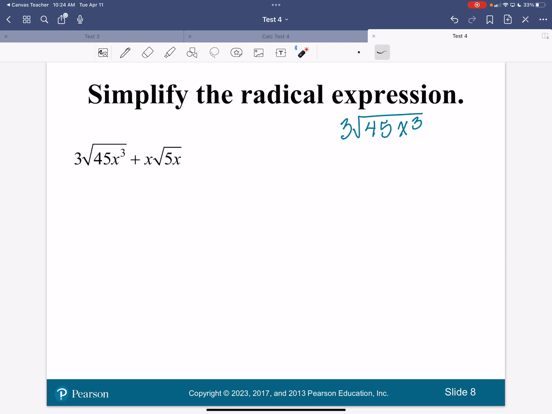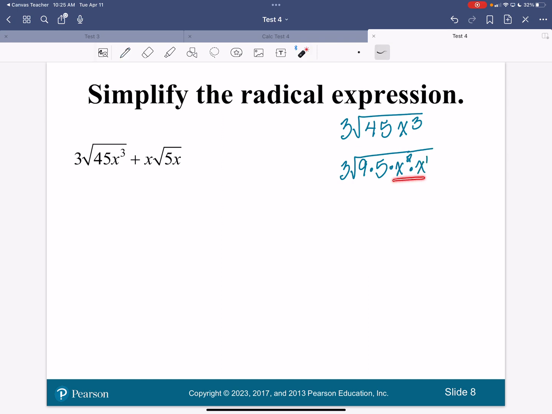What is a perfect square factor inside 45? 9 times 5. Good. So 9 is my perfect square factor. So then I have 9 times 5, and that's my 45. Now, x cubed is not a perfect square. But x to what power is a perfect square? Good. So I am going to rewrite my x cubed as x squared times x to the first.